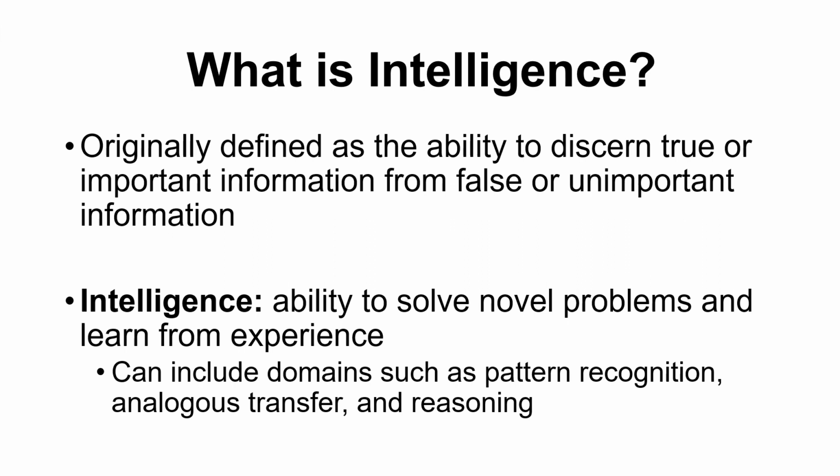When we think of the concept of intelligence, we typically think about things like being smart or scholarly or well-informed or knowledgeable, possibly. That ties in with the original definition, which is the ability to discern true or important information from false or unimportant information. Can you tell what's right or correct and what is incorrect? Can you find useful things and ignore unuseful things? Basically, how do you process different kinds of information?